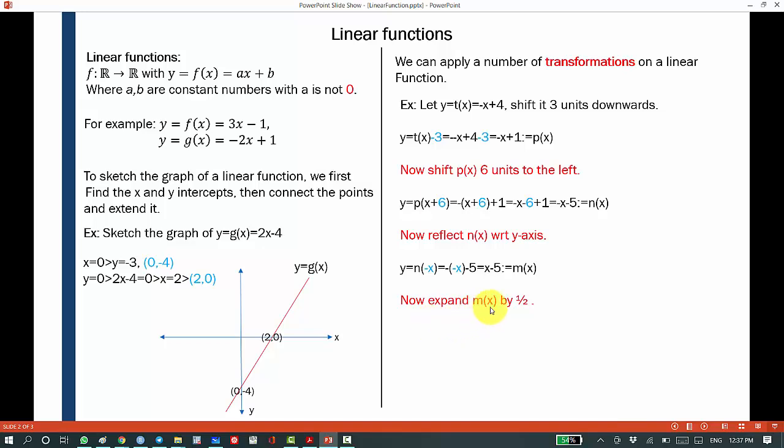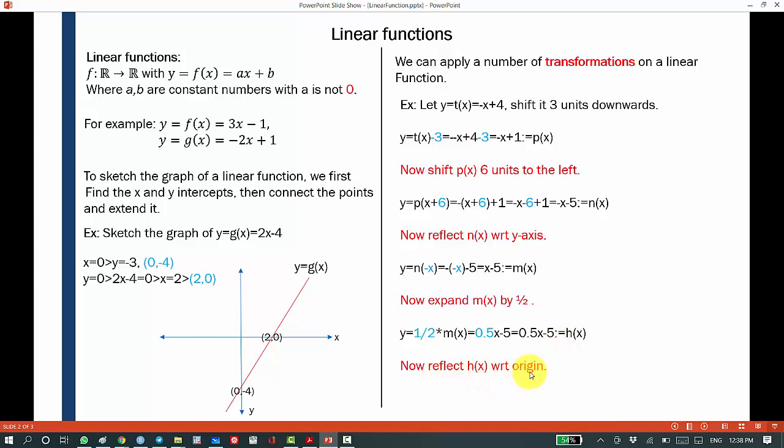Now expand m of x by a factor of 0.5. That means we multiply the x part of m of x by 0.5. That is 0.5x minus 5. Remember that we multiply 1/2 with the x part of the function, not with the constant part. That is, we get 0.5x minus 5, and let's call this new function h of x and reflect it with respect to the origin.